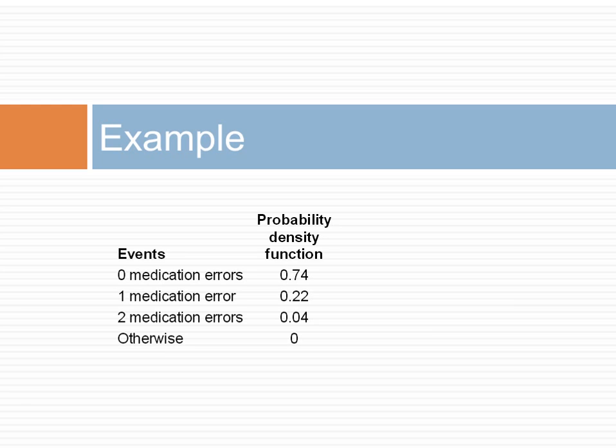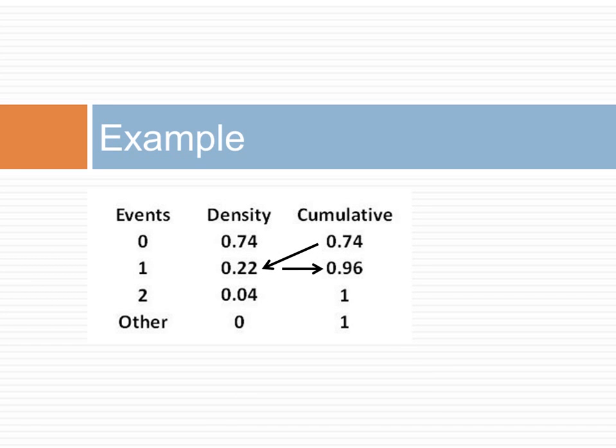We can see this example visually as well by charting the density and distribution functions. Let's focus on the following data. And suppose we want to calculate the expected number of medication errors. We begin with calculation of the cumulative function from the density function. A cumulative function shows the probability of events less than or equal to a particular value. It never decreases. At each step, we add the value of the density function to the previous value of the cumulative function.